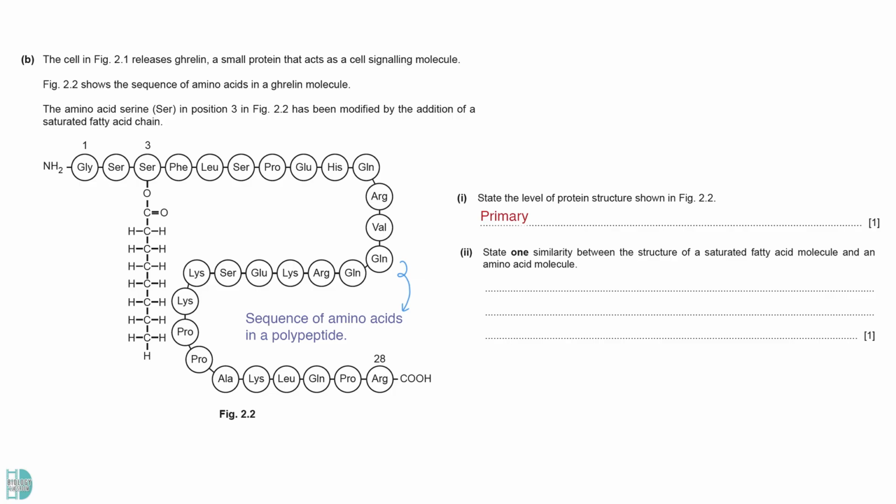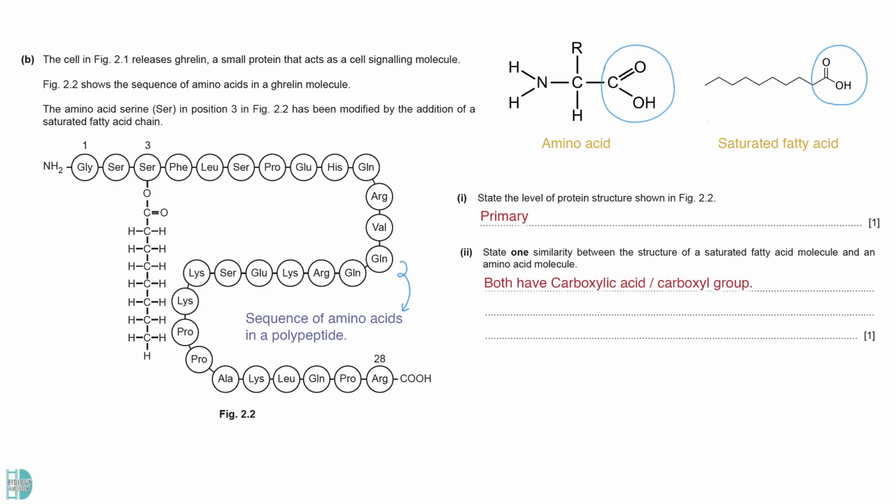2 wants you to state one similarity between the structure of a saturated fatty acid molecule and an amino acid molecule. This is the general structure of amino acids and a saturated fatty acid. Both molecules have a carboxy group, the COOH, at one of their ends. Besides, they both have carbon, hydrogen, and oxygen.